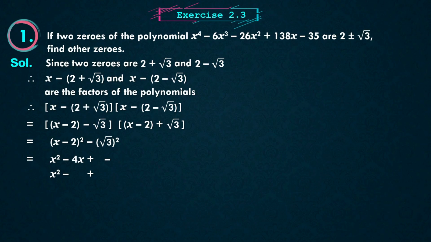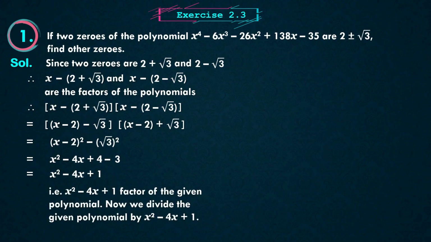Now expand (x minus 2) whole square. This gives x square minus 4x plus 4. And (root 3) whole square is 3. So the expression becomes x square minus 4x plus 4 minus 3. After simplifying, we get x square minus 4x plus 1. Therefore, x square minus 4x plus 1 is a factor of the given polynomial. In the next step, we will divide the given polynomial by x square minus 4x plus 1 to obtain the remaining factor and then find the other zeros of the polynomial.